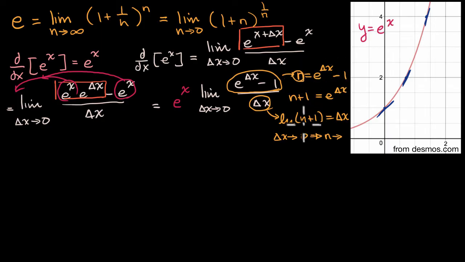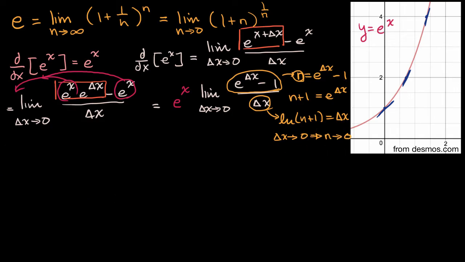And you could look at it over here. As n approaches 0, right over here, natural log of 0 plus 1, natural log of 1, that is 0. So as delta x approaches 0, n approaches 0. As n approaches 0, delta x approaches 0. So then if you make the change of variable from delta x to n, you could still say as n approaches 0.